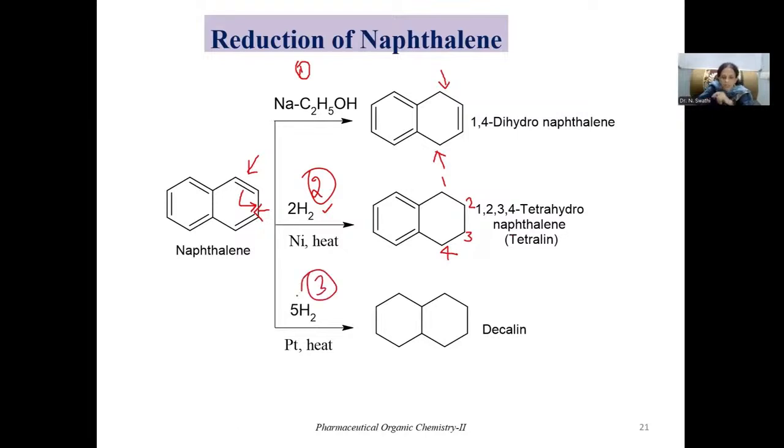The other type of reduction is again catalytic reduction. So here, when we pass 5 moles of hydrogen in the presence of a platinum catalyst, all the 5 double bonds which are present in the naphthalene structure will be hydrogenated. They will undergo reduction, and as a result we get a completely saturated molecule, which is nothing but decalin. So this is how, depending on the type of reducing agent or catalyst or the temperature that we use during the reduction reaction, different types of reduced products will be formed from naphthalene.